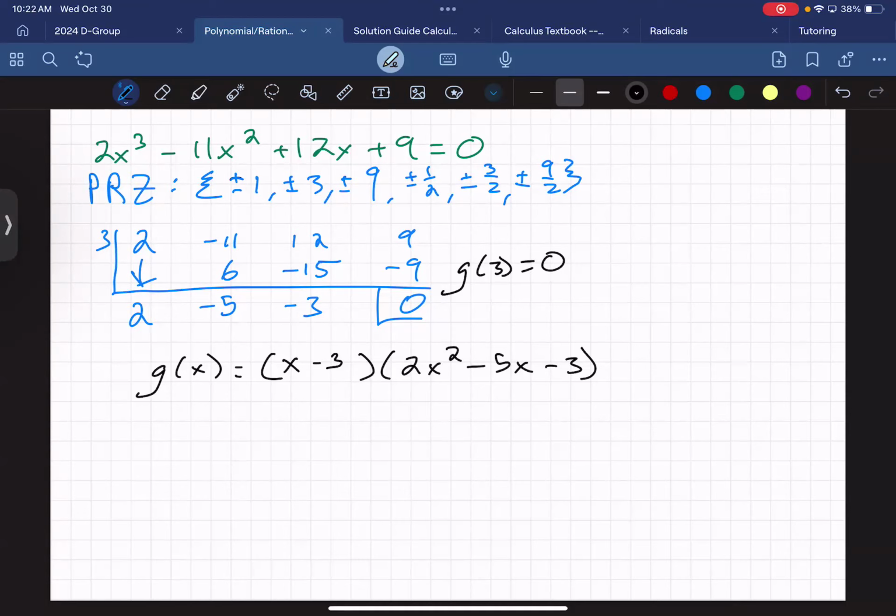Now, I've only found 1 zero, right? The degrees tell me I should be trying to find 3. So I need to continue forward. What should I do moving forward? What are you trying to use to move forward?